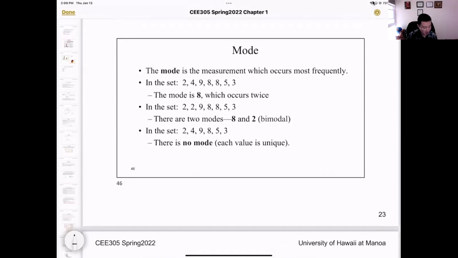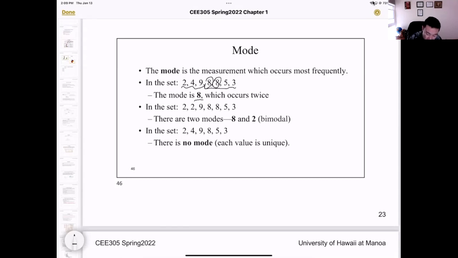So mode is another new definition here. Mode is the measurement which occurs most frequently. Let's see, for this set, 8 occurs twice, and all other numbers only occur once. So 8 occurs most frequently, so the mode is 8.